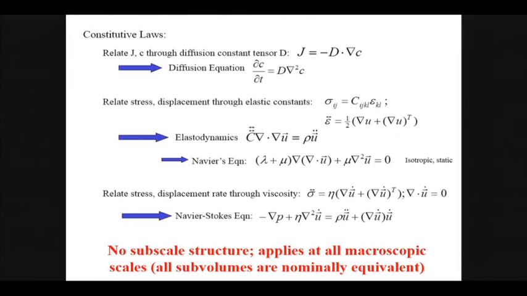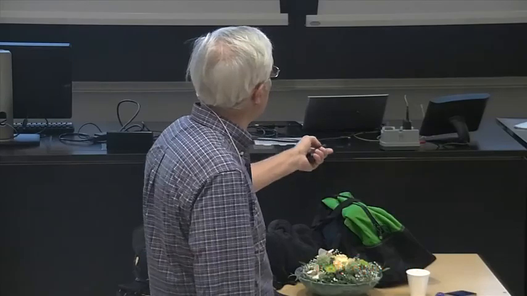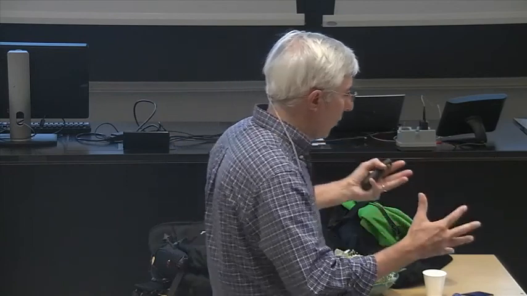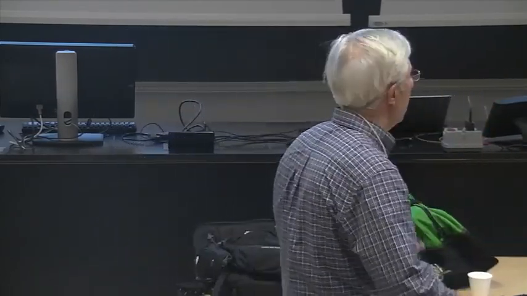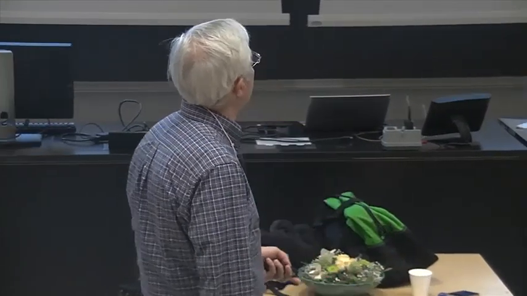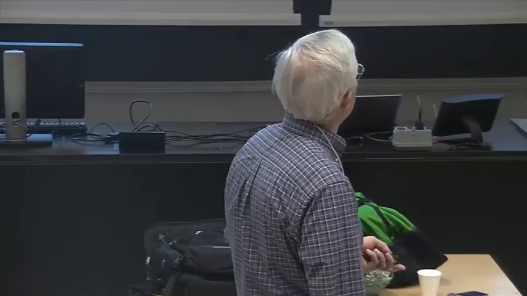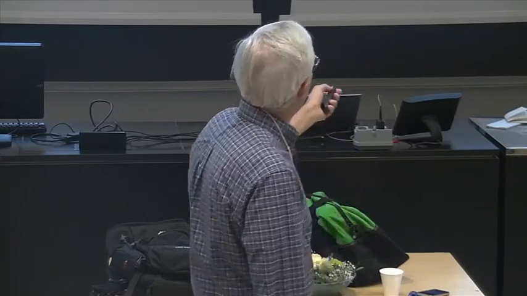I won't go through the solution or getting all the PDEs out, for instance, for diffusion, for elastodynamics, for fluid mechanics. I just want to point out that there is no subscale structure. There is no scale in these equations. All subvolumes are equivalent. This is a macroscopic continuous equation for all points in space. There's not a defect here and not a defect there. It's just a continuum field that varies through space. I won't go through finite elements, just how to solve these things. I'll just come back to the multi-scale.